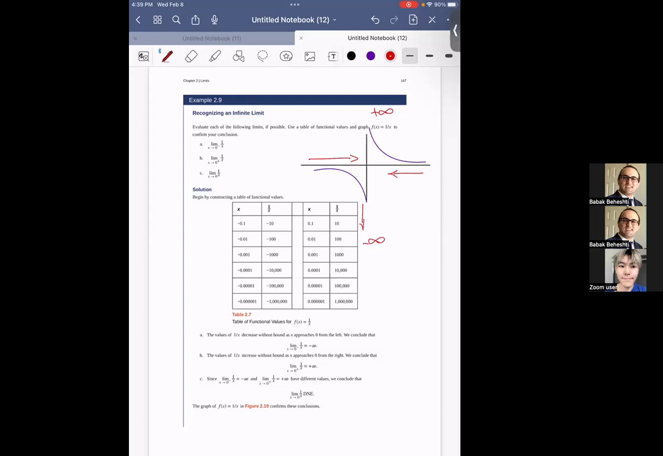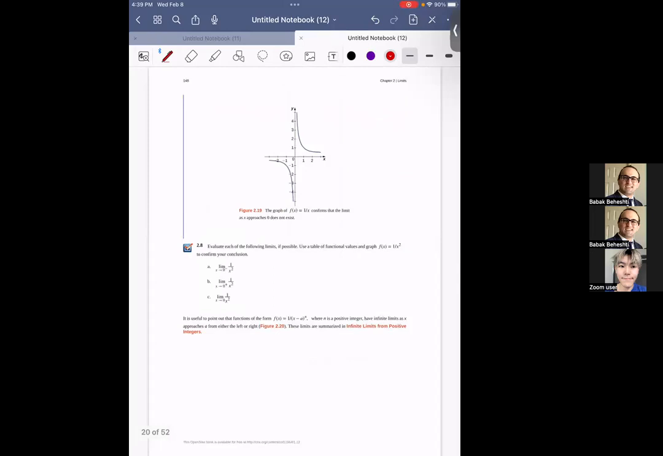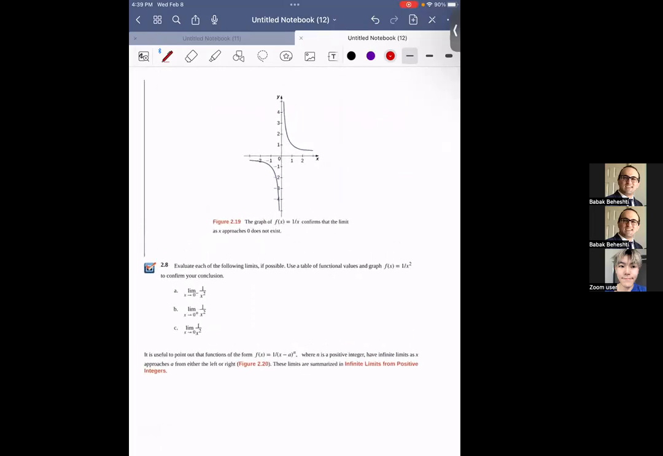So the limit of 1 over x when x goes to 0 minus is minus infinity, while the limit of 1 over x as x goes to 0 plus is plus infinity. So then we say that the limit does not exist. Here again is the same graph. So here it goes to plus infinity, here minus.